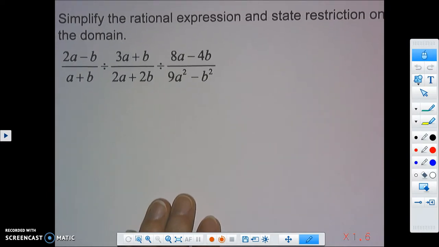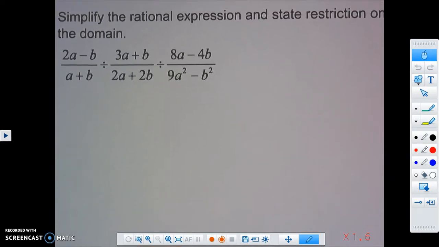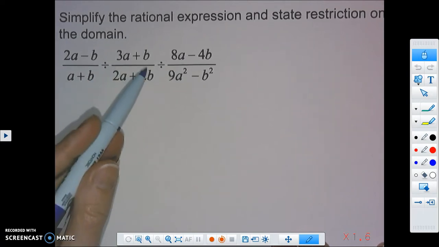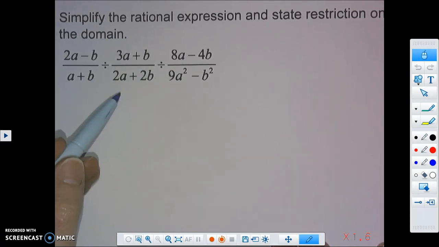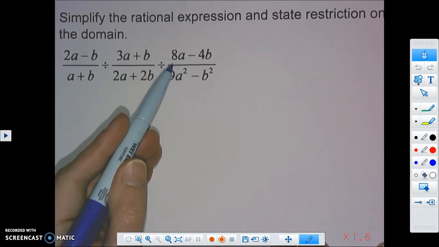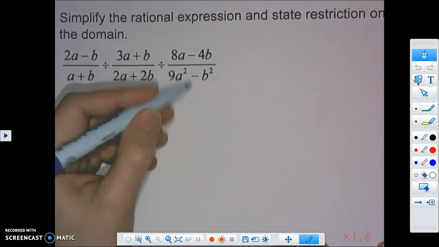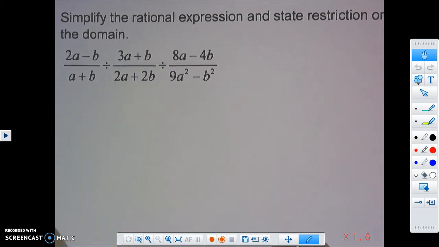Our next question is where we're going to have to factor and do a little bit more. So for this next one, we do have some division going on. We actually have two things of division. 2a minus b over a plus b is being divided by 3a plus b over 2a plus 2b, which is being divided by 8a minus 4b over 9a squared minus b squared. So we're going to flip these fractions since they're division, and we're going to work on factoring as we go. So there's nothing to factor in the first one.